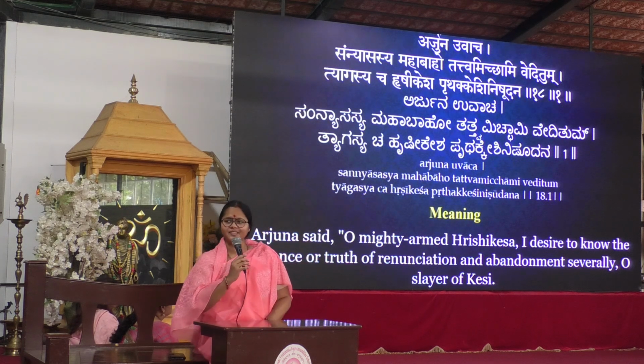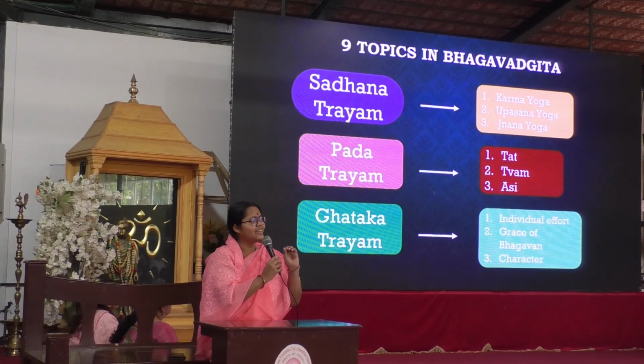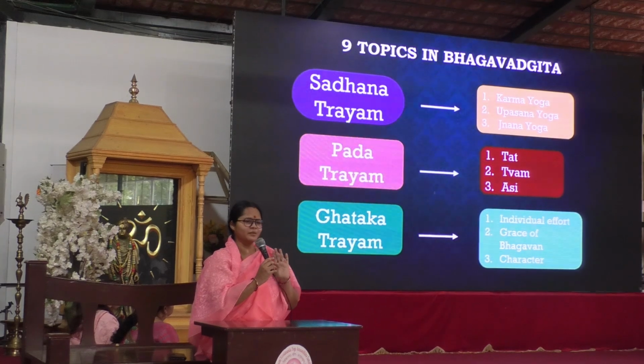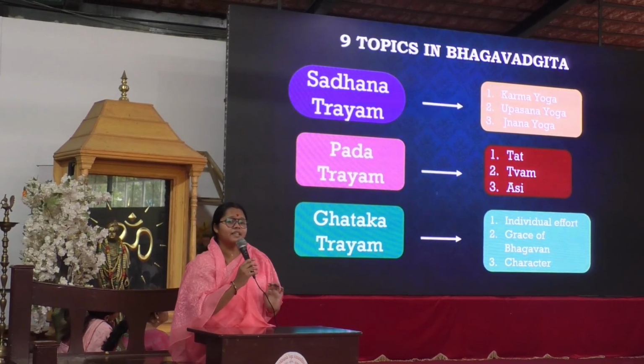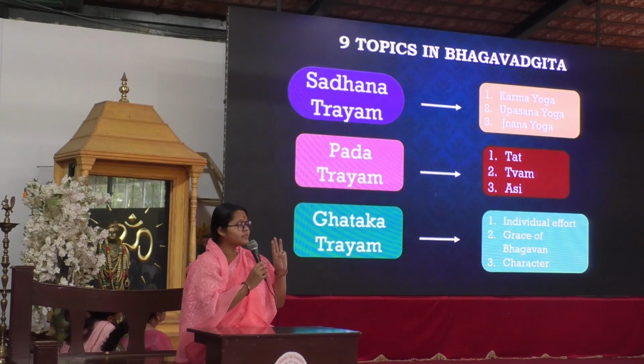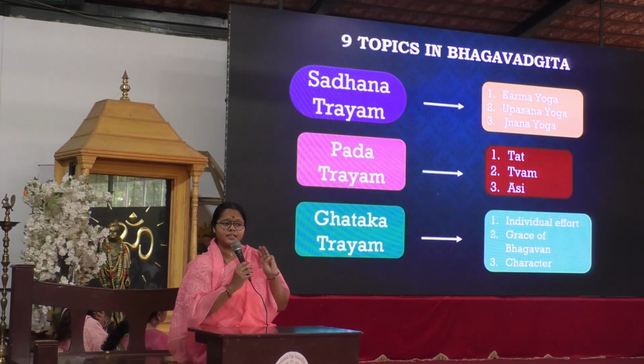Now, next one. In the entire Bhagavad Gita, a total of 9 topics have been talked about. The first set is Sadhana Trayam. Bhakti Yoga Sadhana is talked about, having 3 stages: Karma Yoga, Upasana Yoga and Jnana Yoga.